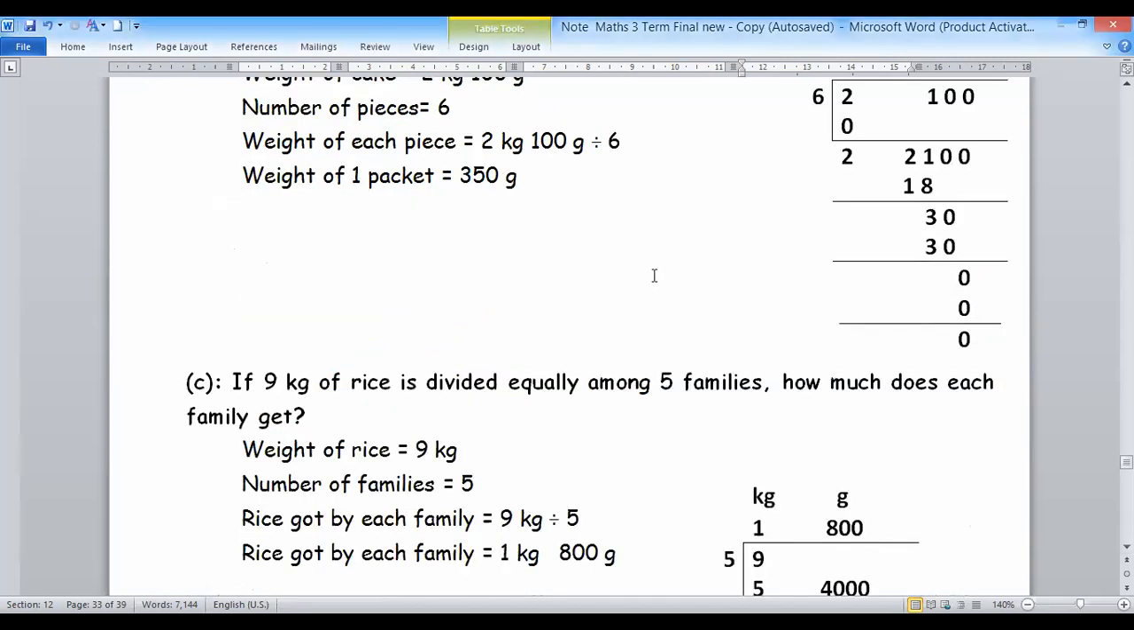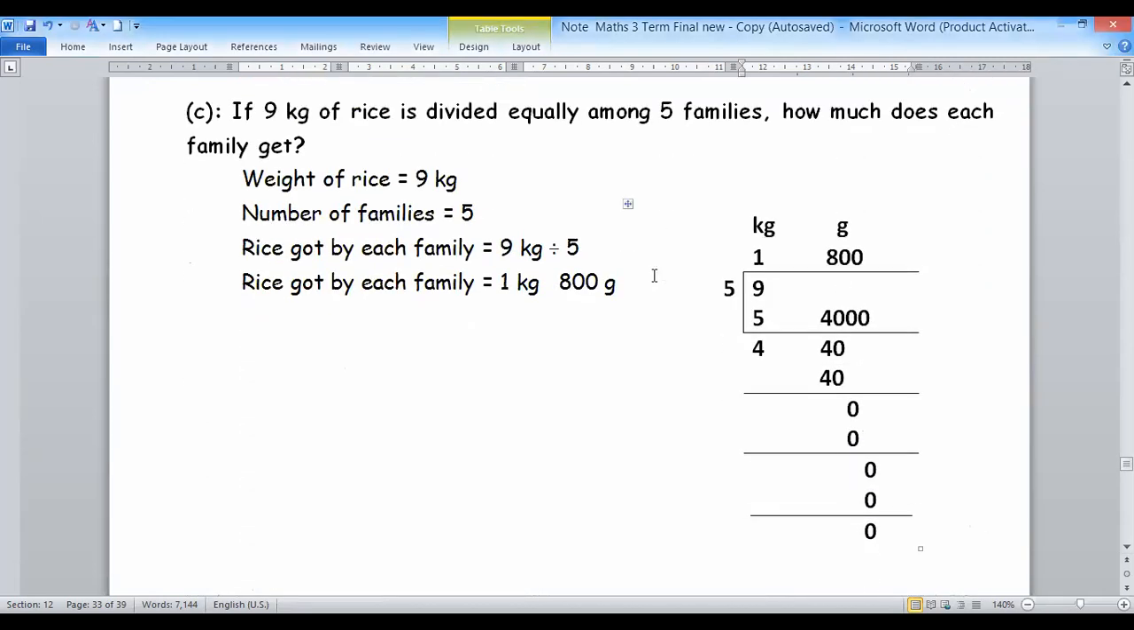Dear students, in this way you can solve part C. The solution of part C is written in front of you. This is your homework, you have to solve this word problem by yourself.